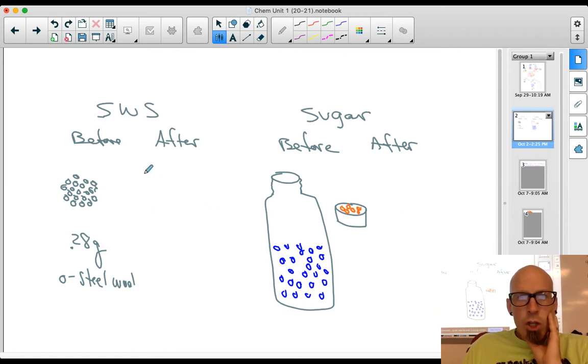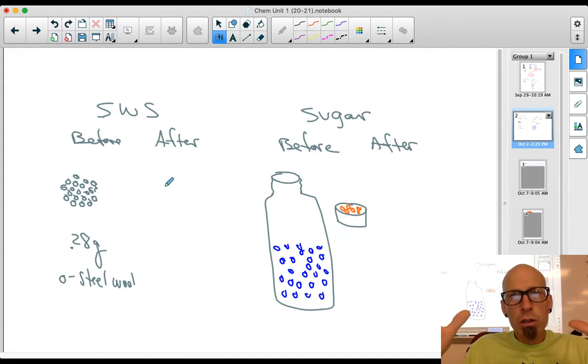If your steel wool stayed the same mass, then in your after picture, you're going to have the same number of particles, but you will probably draw them spread further apart from each other, because that's what you did. For the steel wool stretch, SWS, you fluffed up the steel wool, puffed it up to twice its size. But if the mass didn't change, then you have the same number of particles, they're just further apart. That's how I would think you would sketch it.